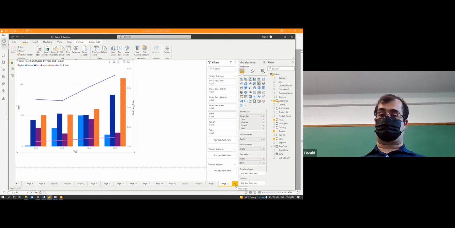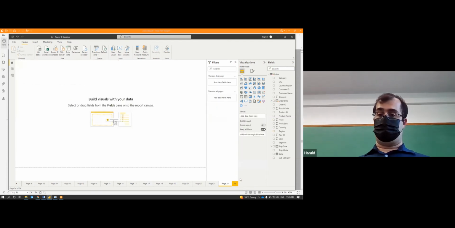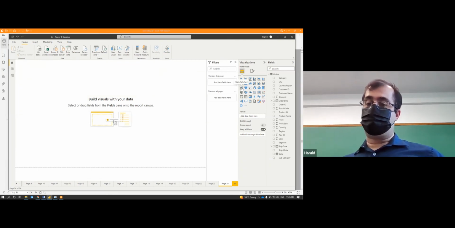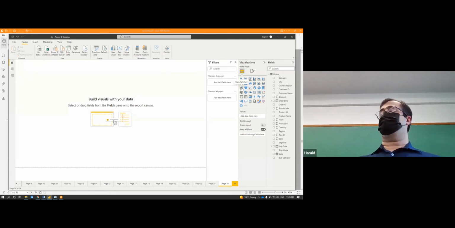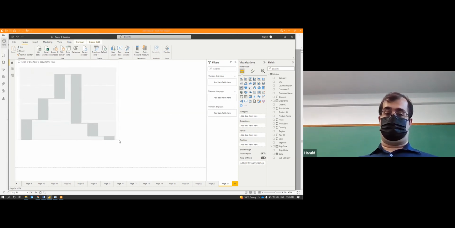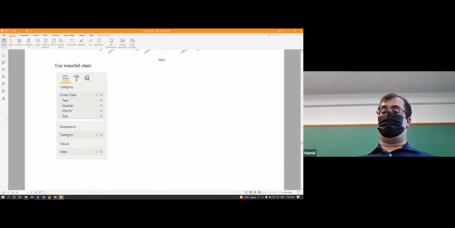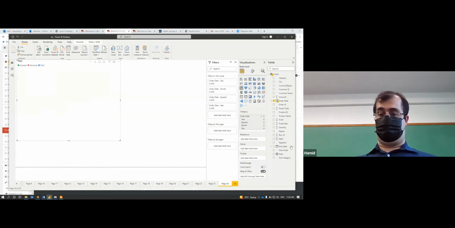So let me just find the figure. Okay. So pick the waterfall chart, which is the first in the third row. Under category, just drag and drop order date. So we want to find contributing categories. So for breakdown, you pick category. And the values is sales.